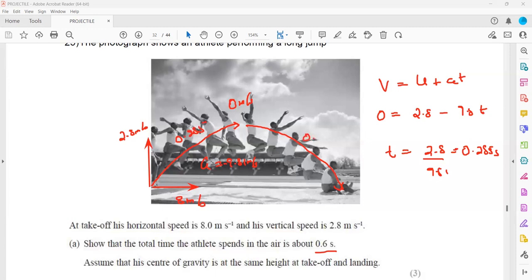And the total time, like the remaining 0.285, if it land on the same position, then the time will be same. Otherwise, if it land a bit higher or lower, then the time will not be same. So we assume that it lands on the same level, so the time will be same. So the total time of the flight will be double of it. When we multiply 0.285 by 2, that's equal to 0.57 seconds. So 0.57 second, this athlete will take to land on the same level.